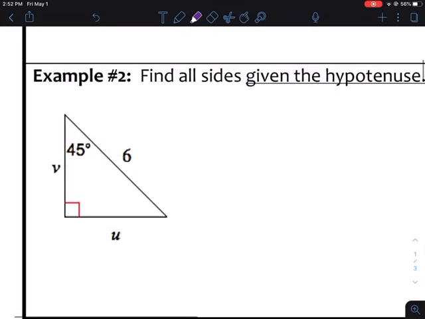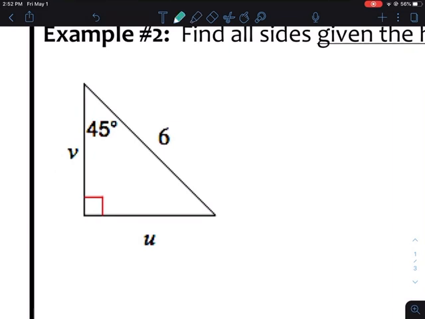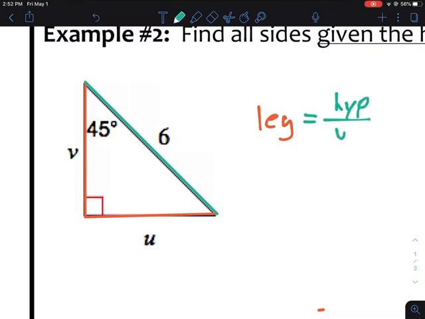Here, we're given the hypotenuse, not the leg. So you may remember that to find the leg, you take the hypotenuse. So here are our legs. Both legs are going to be equal. One leg, our other leg, so those legs are going to be congruent, but we're given here the hypotenuse, so the hypotenuse is 6. So the leg will equal the hypotenuse divided by square root 2. So I'm going to go ahead and find u first. So u equals the hypotenuse, 6, divided by square root 2.